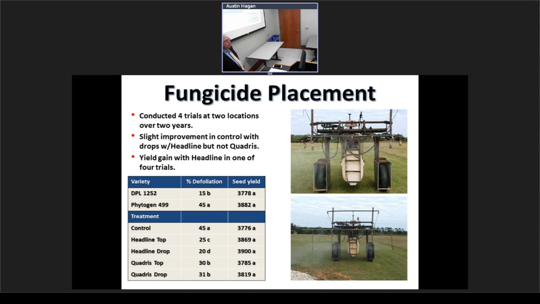In all the trials that we ran, we only saw a yield gain with Headline in one of the 4 trials. So basically, in the end, there's no need for drop nozzles. Just going over the top is equally as effective in controlling this disease, reducing the amount of defoliation, as is using the drop nozzles.